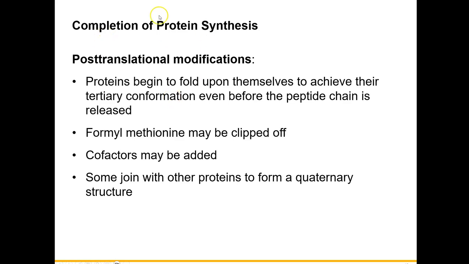So post-translational modifications, so this is after the protein is made. They start to fold upon themselves to achieve their tertiary conformation, even before the peptide chain is released. Formyl methionine may be clipped off, cofactors may be added, and some join with other proteins to form a quaternary structure.